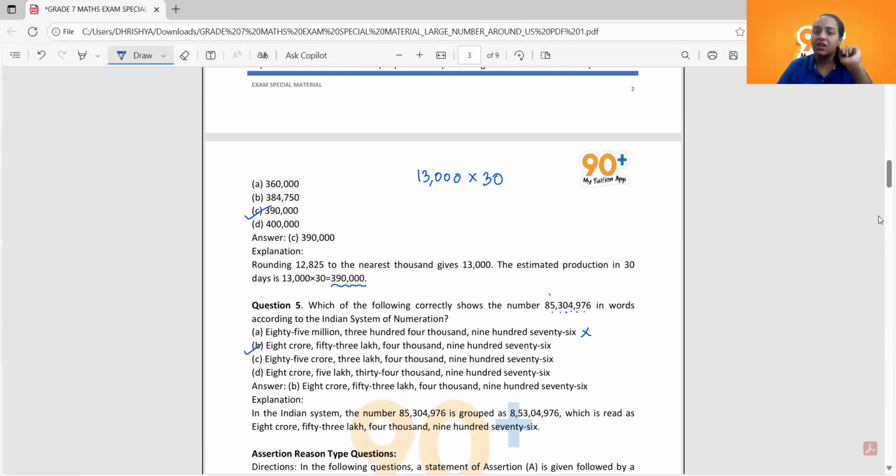Okay, that is how you find. You have to first find which is Indian system or international system. Then you can count the place values and then find the suitable option. So these are the 5 MCQ questions.